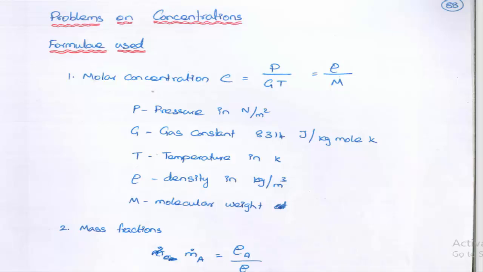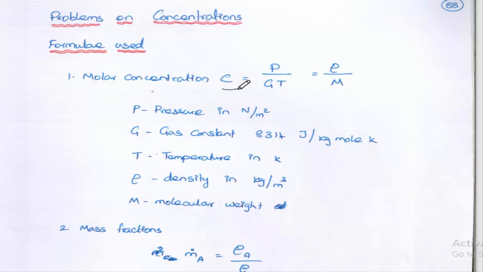The first formula you are going to use in these problems is molar concentration. That is, the molar concentration C is equal to pressure divided by universal gas constant into temperature, which should be substituted in Kelvin value. So P divided by R into T. It can be written as rho divided by M, that is, molecular weight.